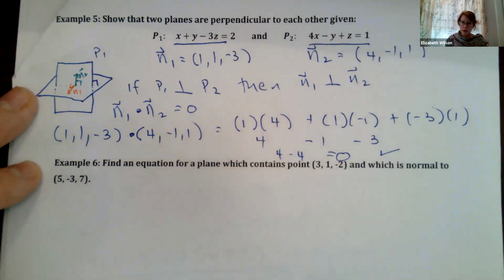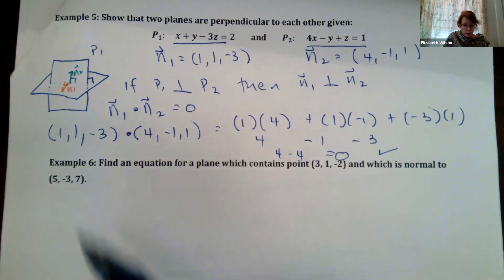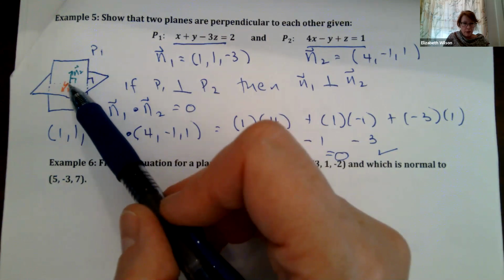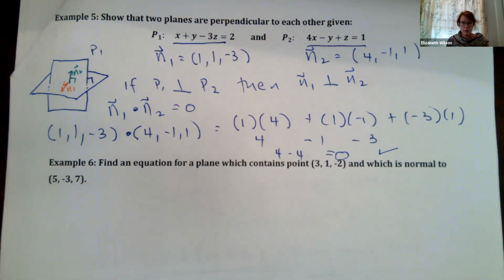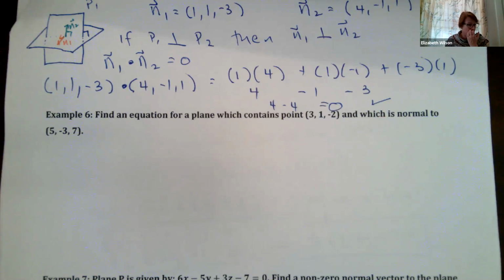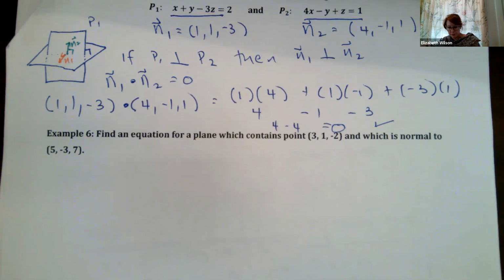Check. Okay, so the two planes are perpendicular to each other because the two normals are perpendicular to each other. 90 degrees, 90 degrees. If they're perpendicular to each other, then the planes must be also. Okay. These are some things that you can do now that you know what the implicit equation is and all the pieces for it. Give you guys a chance to finish writing that, and then we'll talk about example 6.